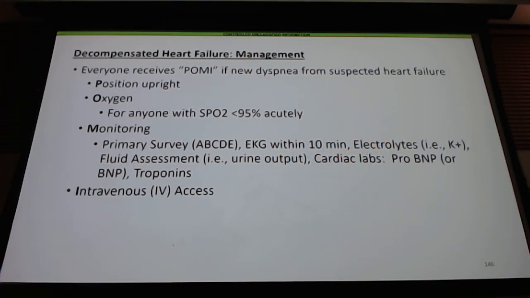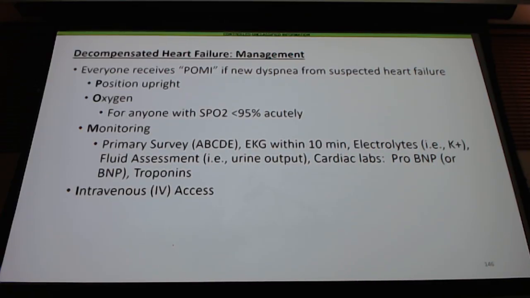Then we talked about how we have a patient who is coming in to see you with acute decompensated heart failure. All those treatment algorithms that we talked about aren't really applicable at this moment. So what do we do for that acute patient?